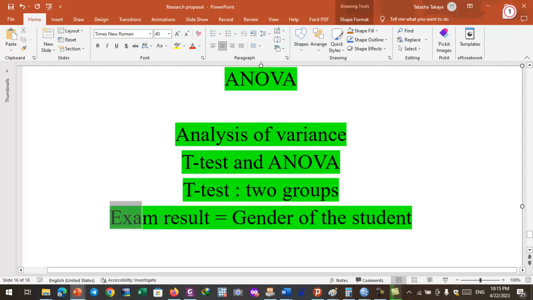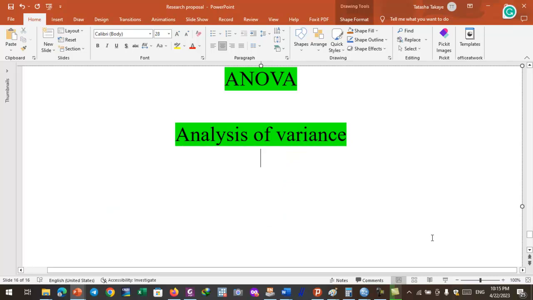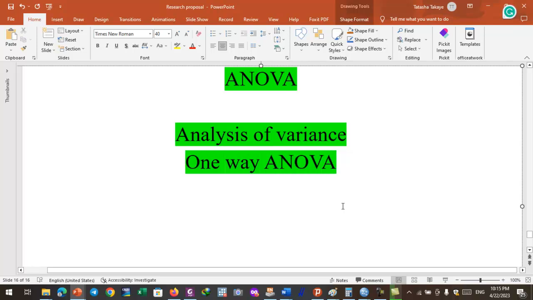And this is about the independent sample t-test. It is the extension of the independent sample t-test that creates this ANOVA. Let me show you what one-way ANOVA is. One-way ANOVA is an extension of the independent sample t-test. How? We will see. Let us give an example.